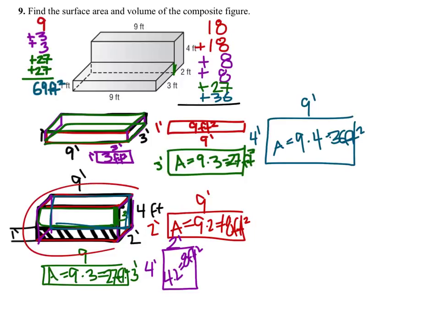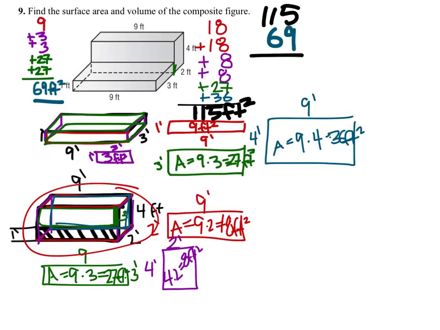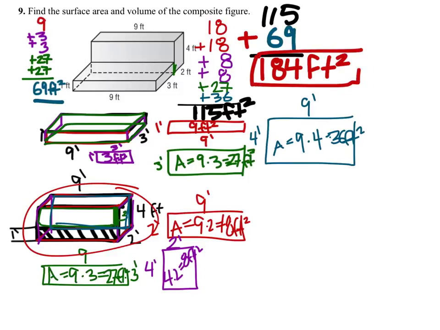So for this box, I have my total surface area at 115 square feet. For the full surface area, I'm going to take the 115 and the 69 from over here. That'll give me the full surface area of the entire figure, and it looks like it's 184 square feet. Surface area is actually a little bit more involved than the volume because we're looking at surfaces that are included and not included with the shape.